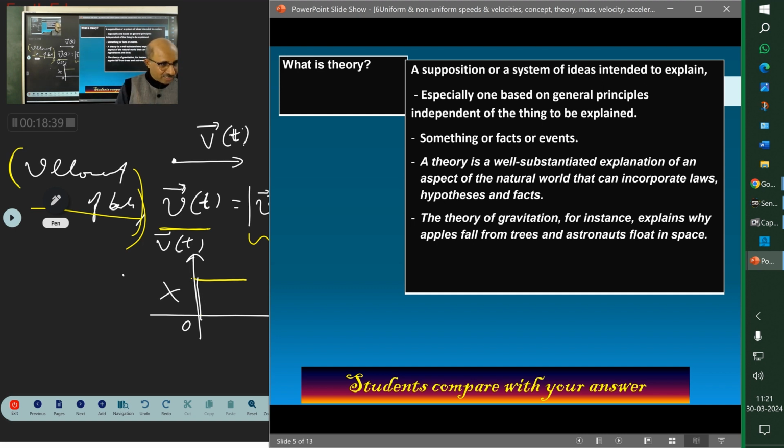You should be able to solve thousands of similar problems. Then it becomes accepted as a theory. Something, facts or events: what is that thing to be explained? A theory is a well established, substantiated explanation of an aspect of the natural world that can incorporate laws, hypotheses, etc. The theory that we have all learned so far in 8, 9, 10 is based on concepts, laws, and facts. But theory can sometimes be wrong.